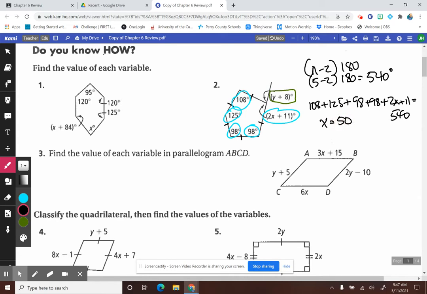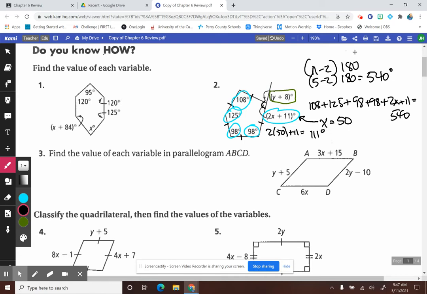Now I'm going to take this x equals 50 and substitute it back into this equation right here to figure out what this angle is. So if I take 2 times 50 plus 11, I'm going to get 111. That means this angle right here is 111 degrees.